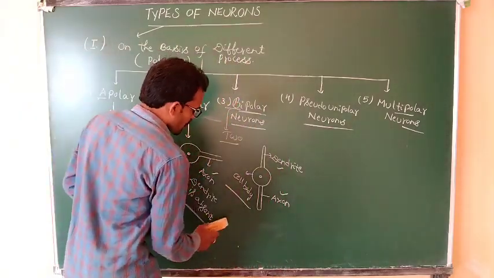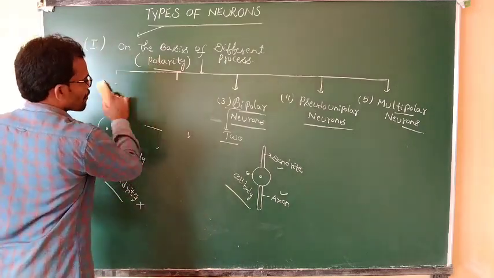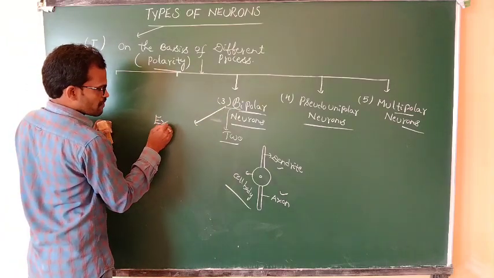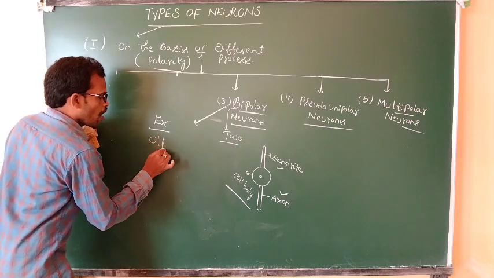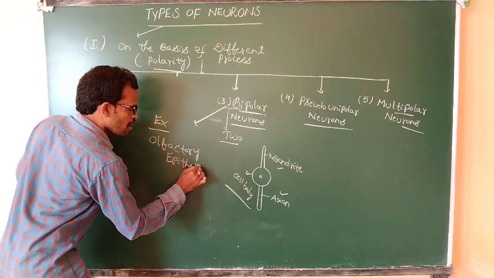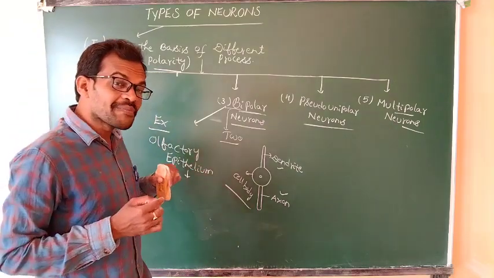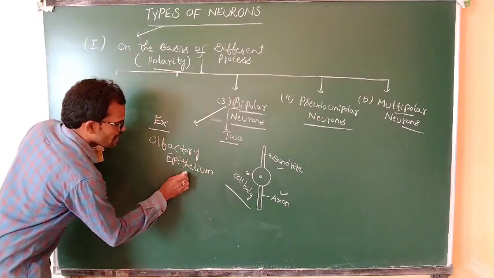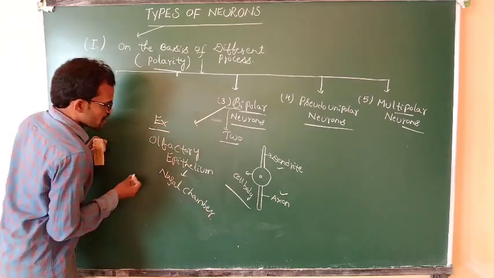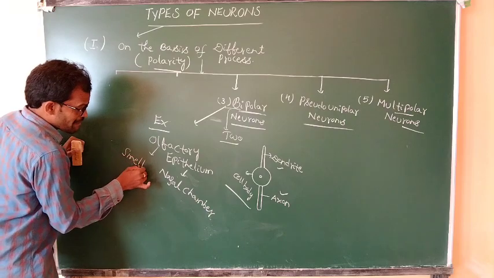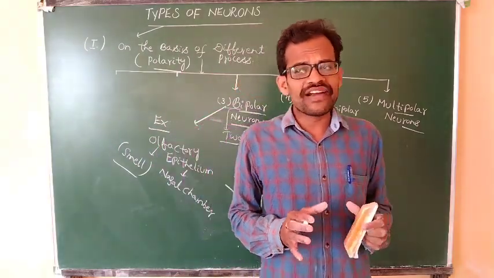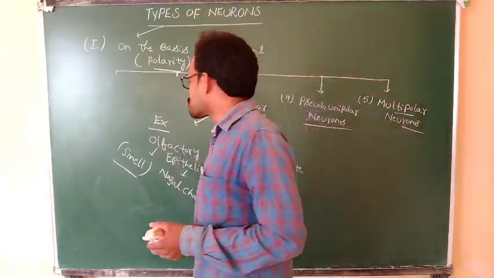What is an example for bipolar neurons? Olfactory epithelium. Olfactory epithelium is present in the nasal chamber. These olfactory epithelium cells are helpful for smell. They can identify smell. How can you identify smell? With the help of bipolar neurons.